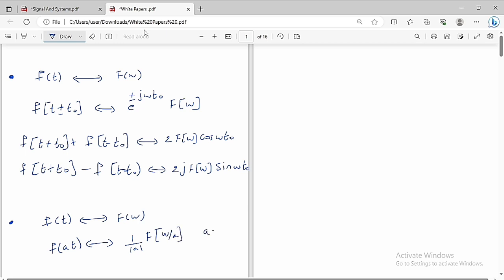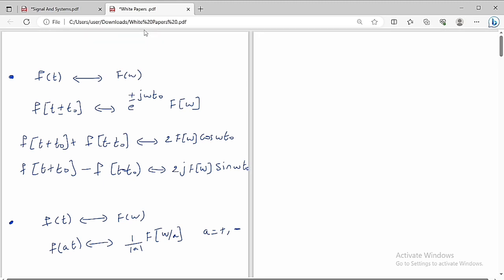Here a can be positive, a can be negative. It can be any value. A can be greater than 1 or less than 1 also we can say. Greater than 1 means it is compressing the signal. Lesser than 1 means it is expanding the signal. So if you remember this one, we don't have to remember any other thing.